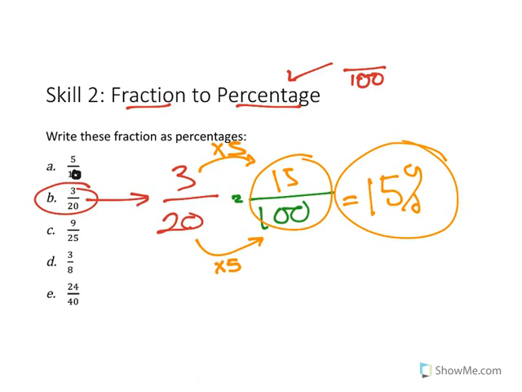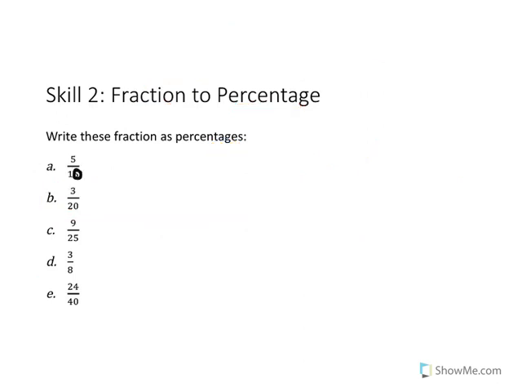So at this time, pause and try to change the remaining 4 fractions into a percentage. And the first fraction does say 5 out of 10. Okay, so let's do this. 5 out of 10 is the same as saying 50 out of 100, which is 50%, because you multiply by 10. 9 out of 25 is the same as saying 36 out of 100, because you have to multiply by 4. So this makes 36%. 3/8 is a little bit trickier.